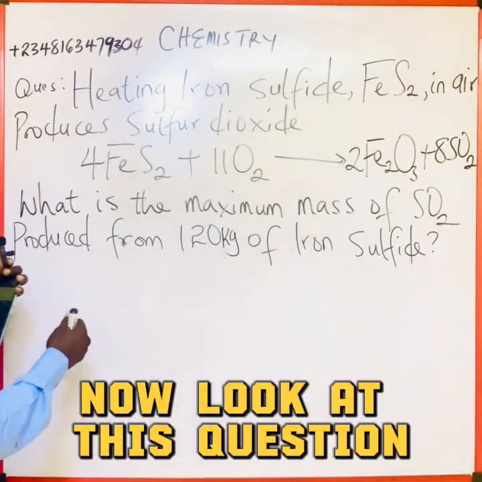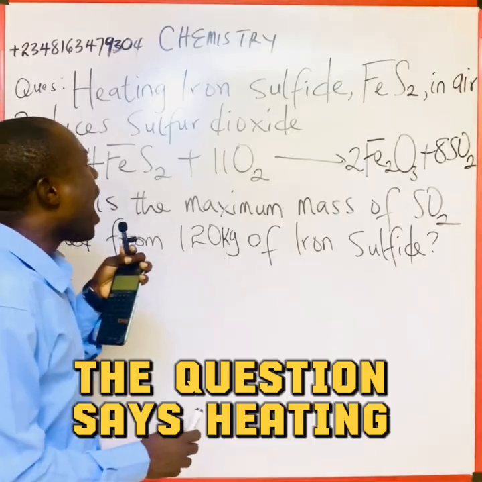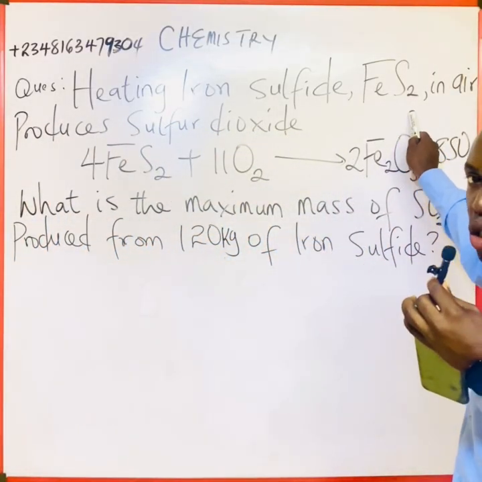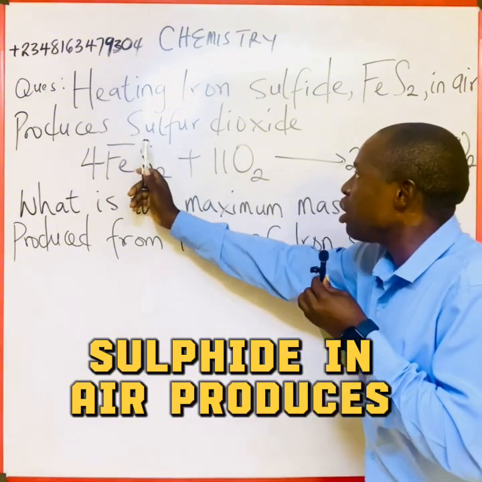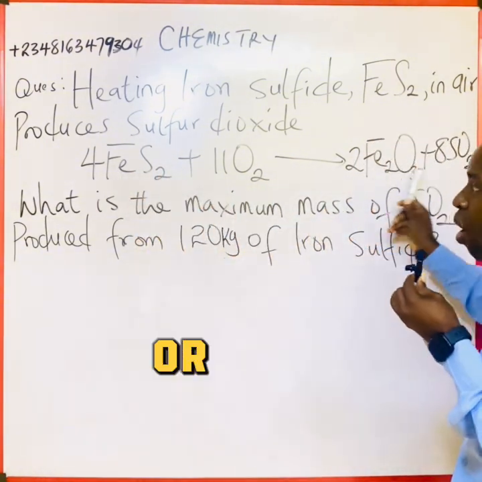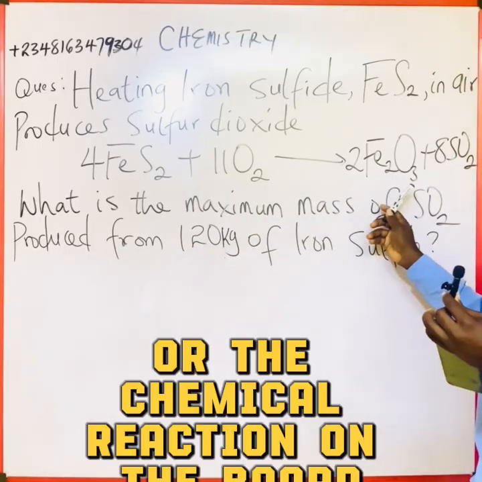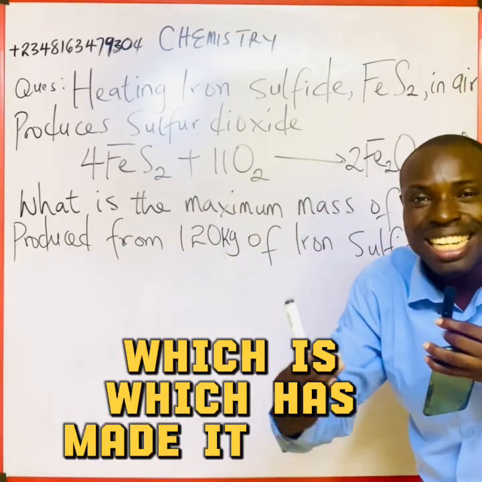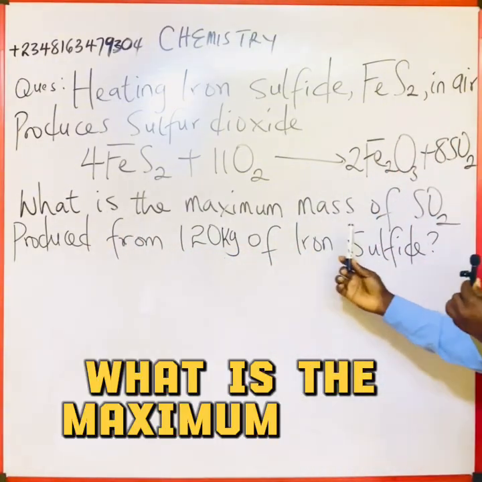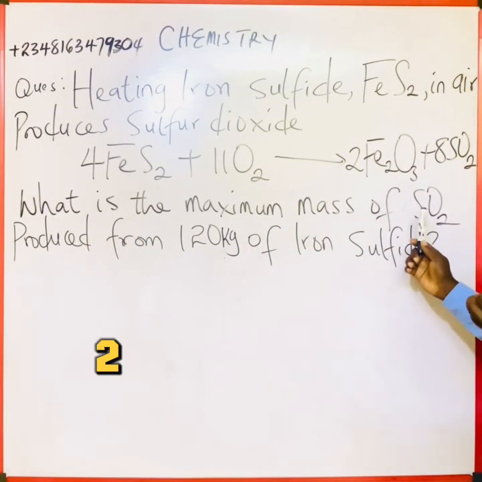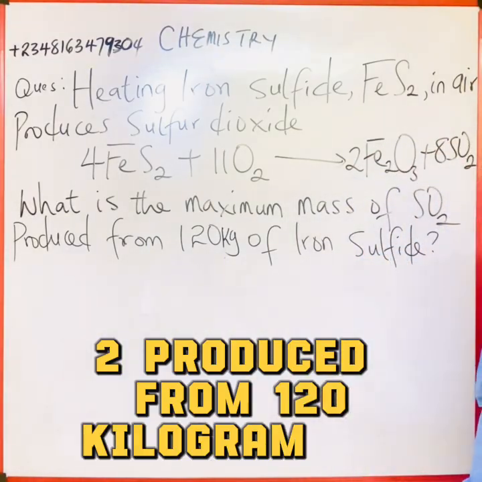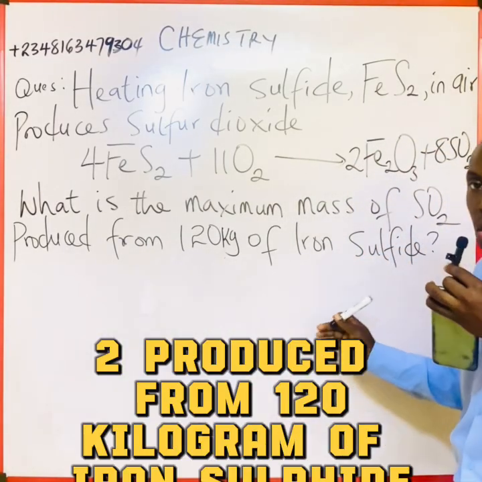Now look at this question. The question says, heating iron sulfide, which is also iron(II) sulfide, in air produces sulfur dioxide. Now this is the chemical reaction on the board, which has made it a lot easier. What is the maximum mass of SO2 produced from 120 kilogram of iron sulfide?